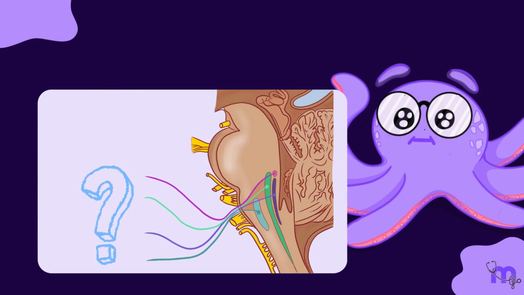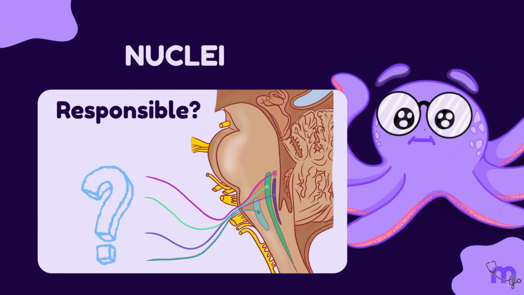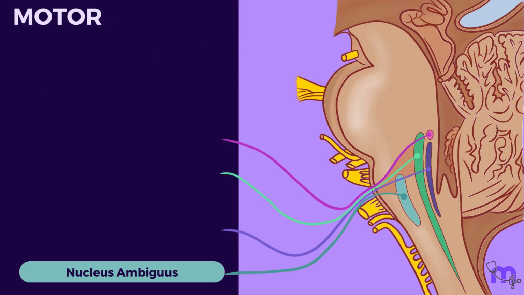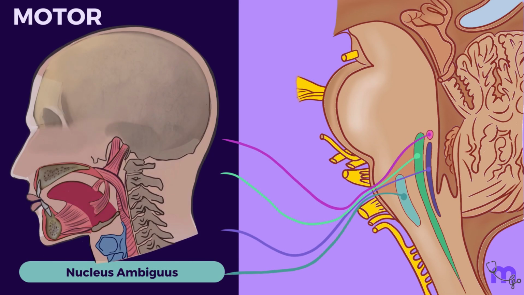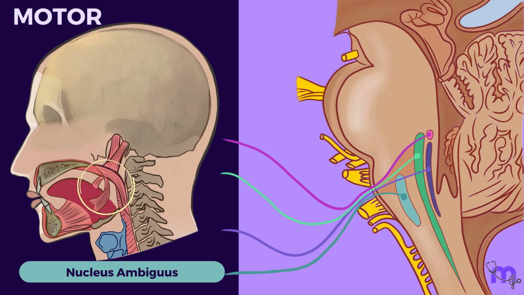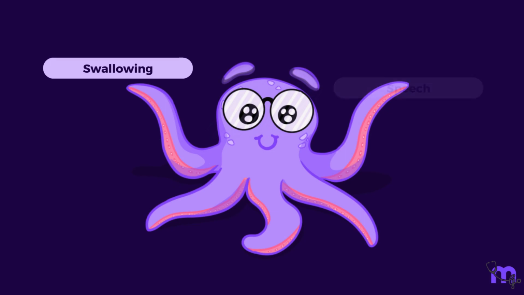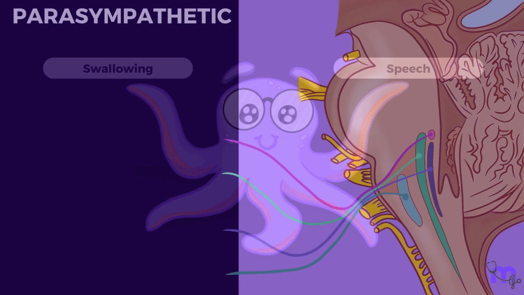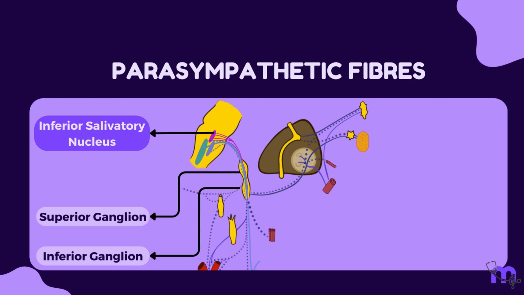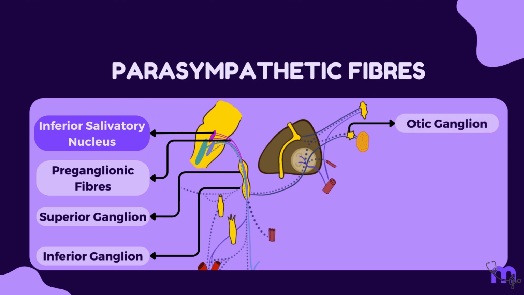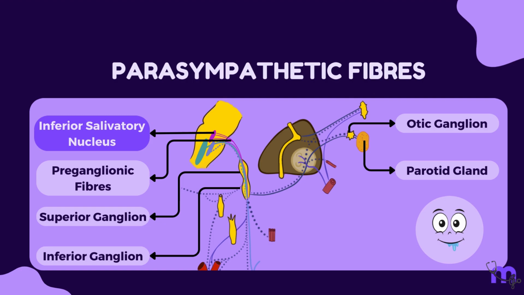Let us understand what each of these nuclei is responsible for. The nucleus ambiguus is in charge of giving orders to the muscles in your soft palate, pharynx, and larynx for processes like swallowing and speech. The inferior salivatory nucleus gives rise to parasympathetic preganglionic fibers that relay in the otic ganglion and then stimulate the parotid gland to secrete saliva.